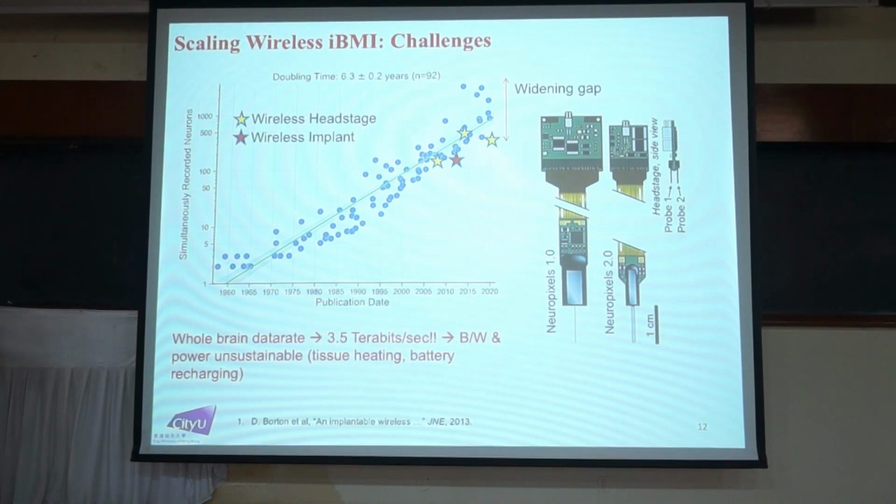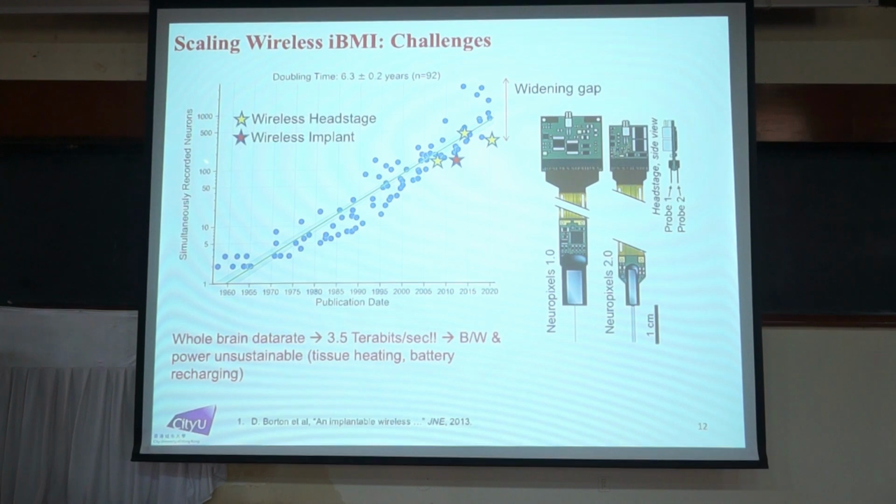So the question is, okay, what can we do to solve this problem? Yes. When you say recording, it means that you are just saying how many electrodes? Or like when you say... No, this is actually a number of neurons, so you're also doing sorting. Yeah. So it's about a factor of roughly 2 to 3 more.